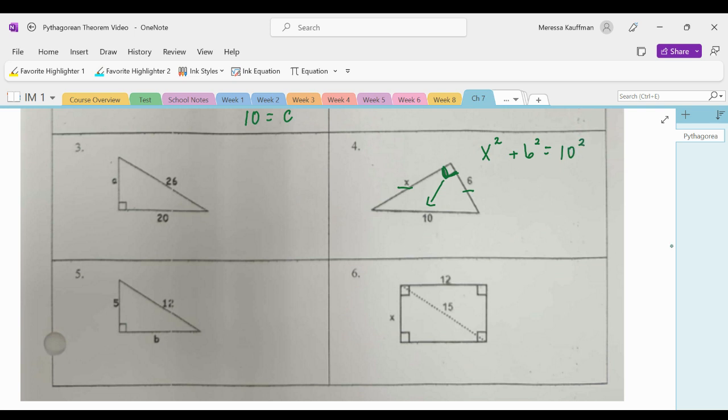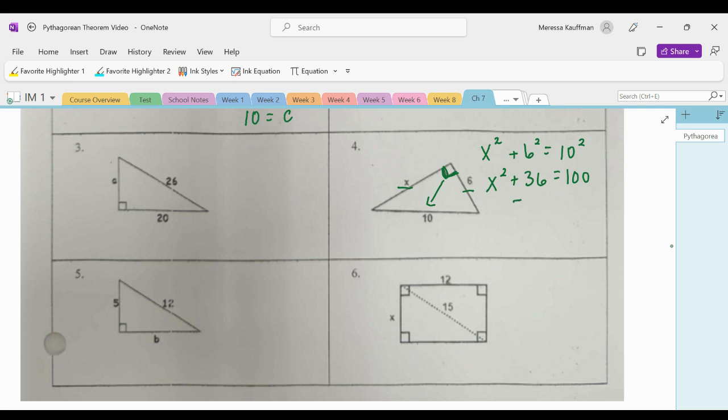So there's my unknown. That's the side length I want to find. This is known. That's my other leg. And this is the longest side. So be careful how your triangle looks before you solve. So we have x squared plus 6 times 6 is 36, is equal to 10 times 10, or 10 squared, is 100.